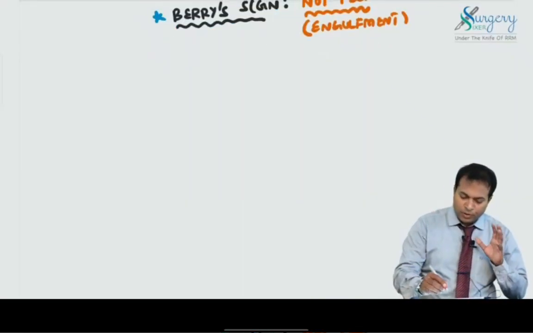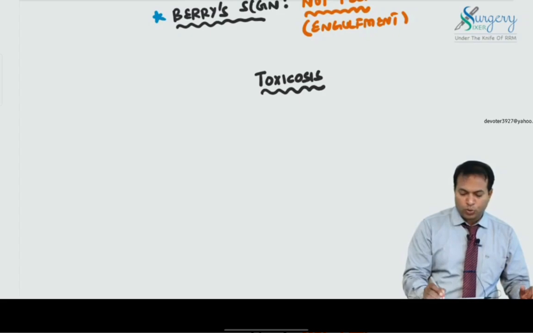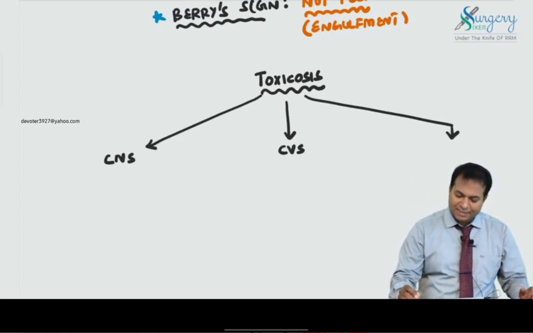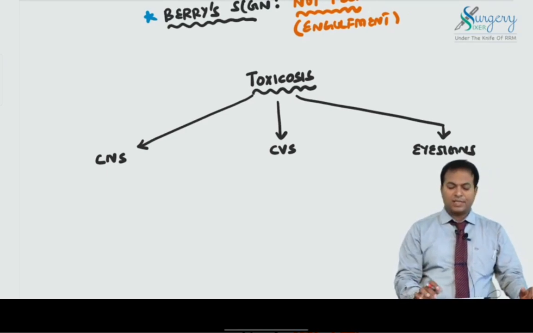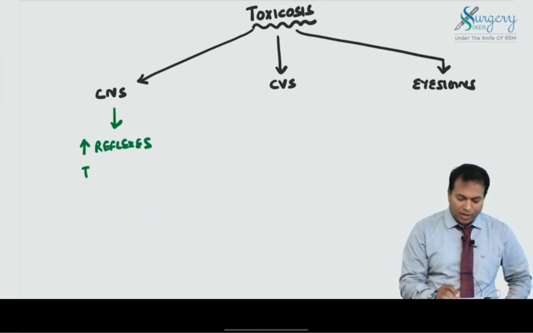Then you have to know, for toxicosis, what are the special tests? For toxicosis, you should examine the CNS, the CVS, and the eye signs. To look for toxicosis, these are the things to be tested. CNS is tested by looking for increased, exaggerated reflexes, and you have to look for tremors.